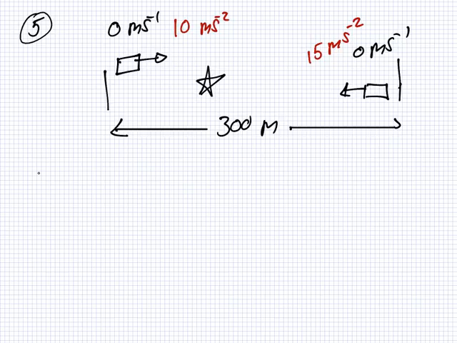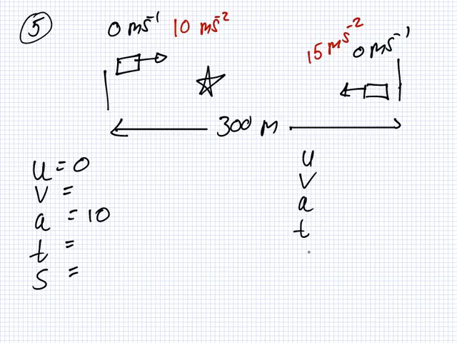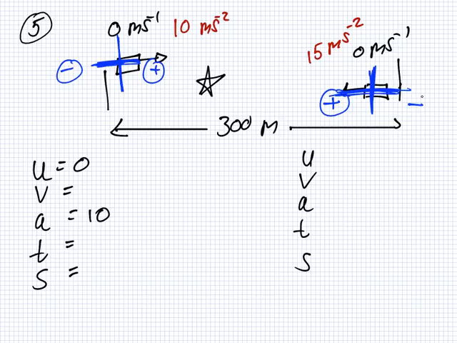So, let's look at this car. UVATS. What's the U? Zero. The V we don't know. The A, 10. The T we don't know. And the S we don't know. Now, just before you say anything, in the left picture, I'm taking this as the origin, and this is negative and this is positive. But on the right picture, I'm going to take this one as the positive and this one as the negative, and it's starting here. So, in the picture on the right, what's the U?